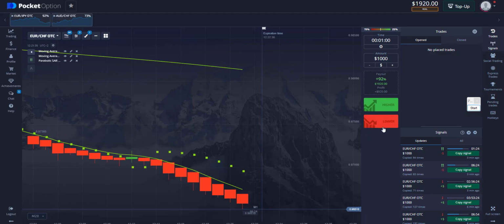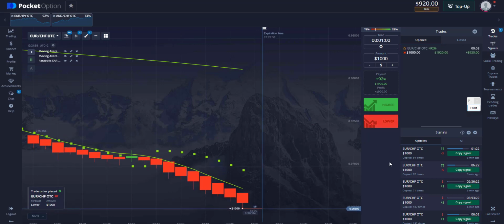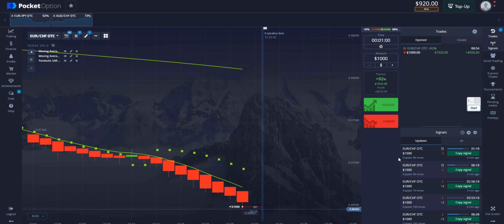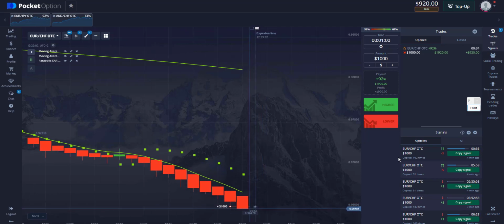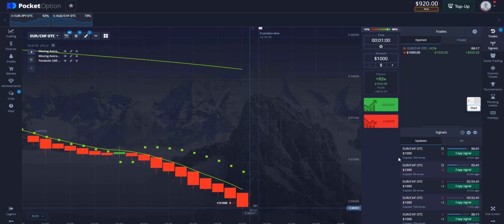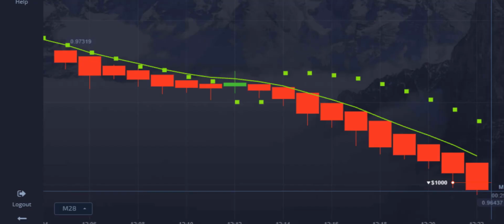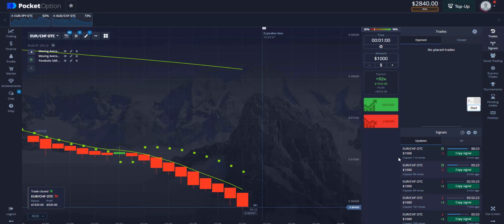Here we can notice the moving average line next to the candles and the trend is lower. The parabolic SAR is very close to the candles, so this is good for getting trades. The trades have been closed successfully.